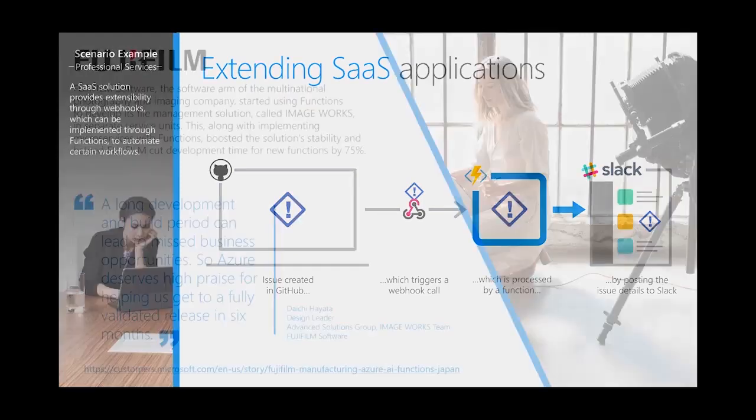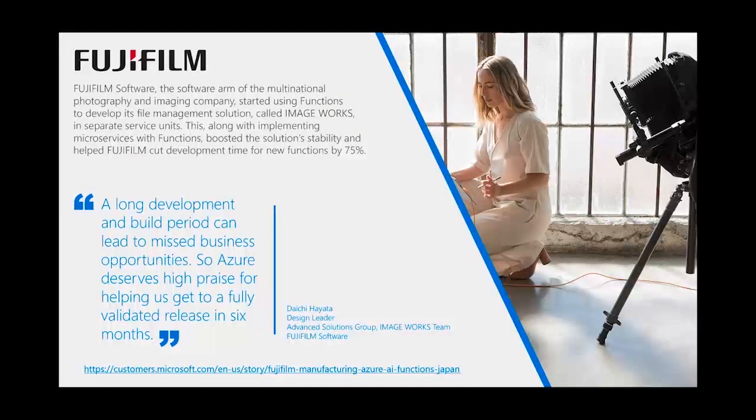So I'm going to show you the other case study, and this is a real case study. One of our customers uses Azure Functions already in production and has been pretty successful. FUJIFILM Software, it's a software arm in Japan that produces one of the solutions called ImageWork. What it does is this solution essentially enables photographers in sporting events to perform tagging, and then eventually this software will output a series of recommended images that they can use for production.